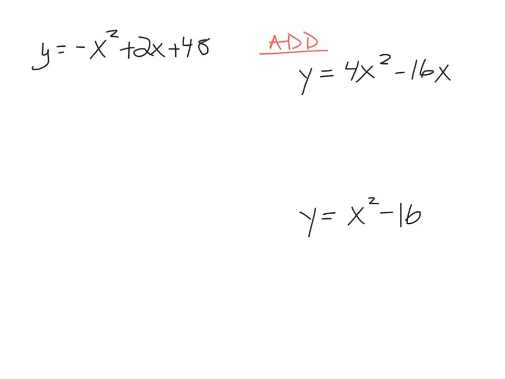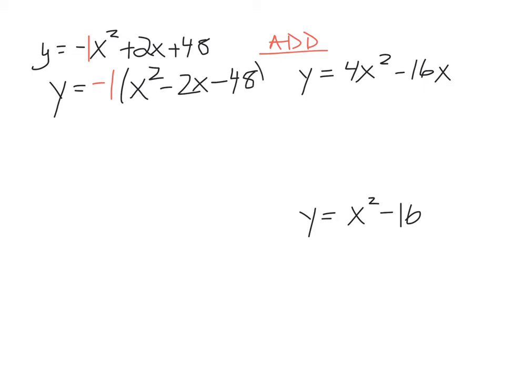What about this one? Look what I have in front. I have a negative 1 in front. Anytime we're trying to factor and I have a negative in front, you want to take out that negative, almost like it was a GCF. I just pinky promise this is what you want to do. X squared minus 2x minus 48.